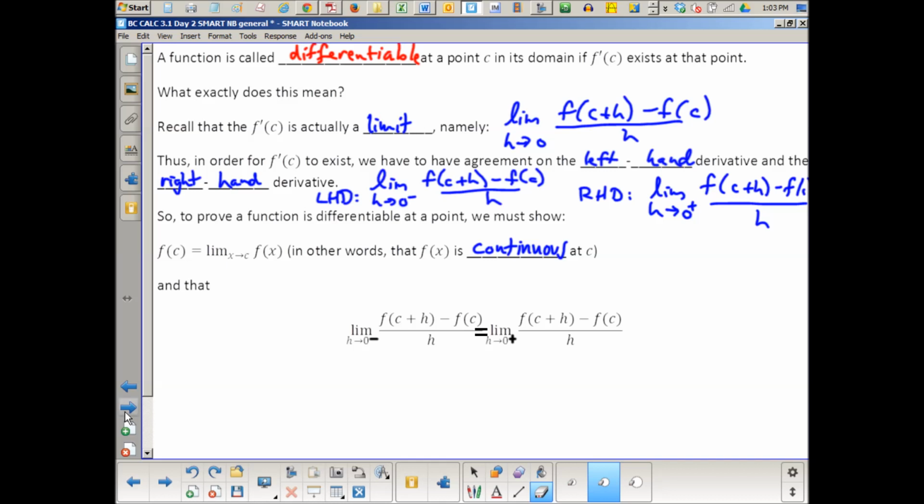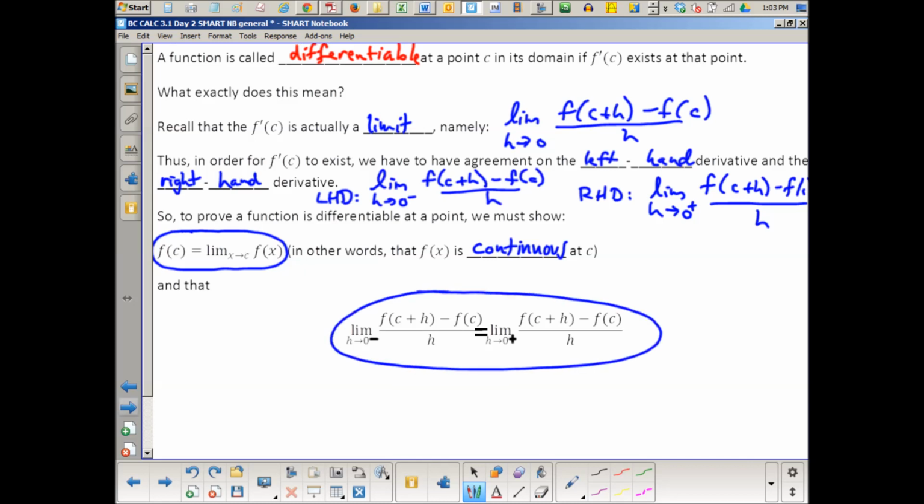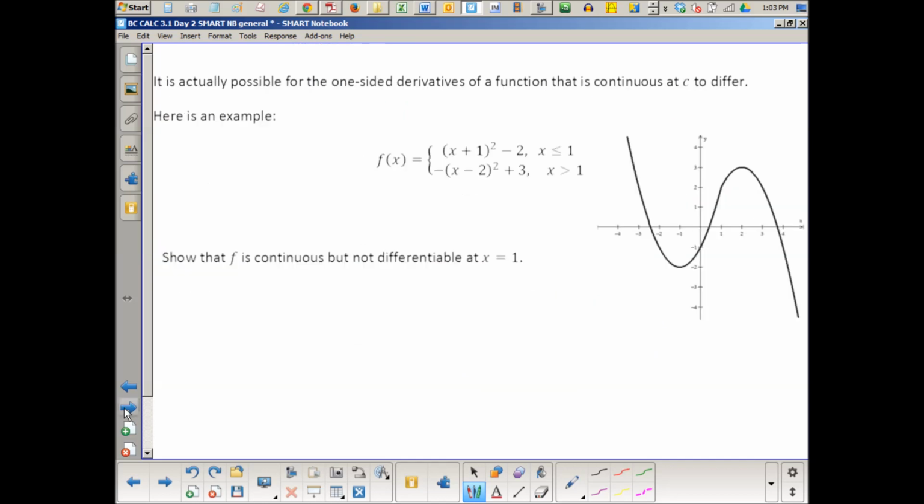So what you have to do is first prove it's continuous. After you've proven it's continuous, you may then check your limit left and limit right for the difference quotient. That's exactly what we're going to do on this example. We're going to prove it's continuous, and we're going to prove that it's not differentiable. Does anyone know where the sharp turn is in this graph? Look closely. It's a little hard to see, but there is a sharp turn right here.